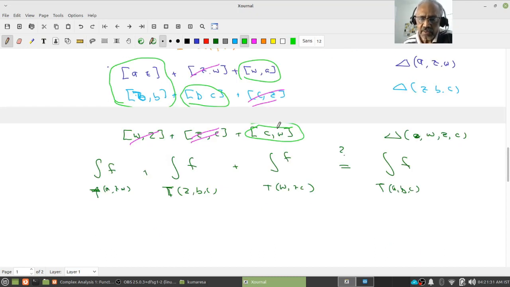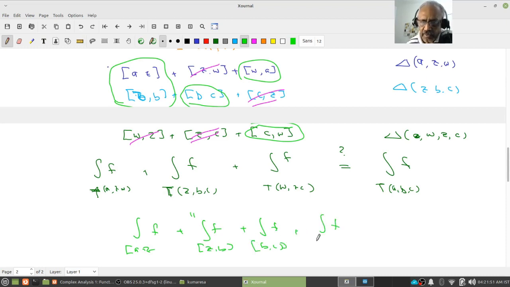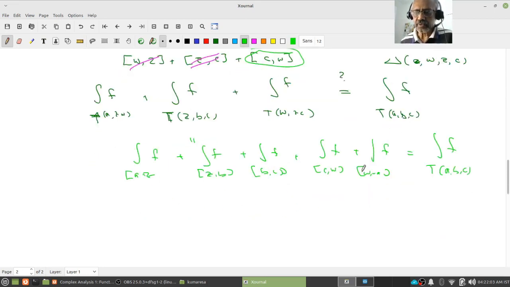So what do I get? Therefore, this contribution comes to be the integral of f over AZ plus the integral over ZB, plus the integral of f over BZ, then the integral of f over CW plus the integral of f over WA, that is, the integral of f over the triangle ABC. Okay, so pause, review, proceed.